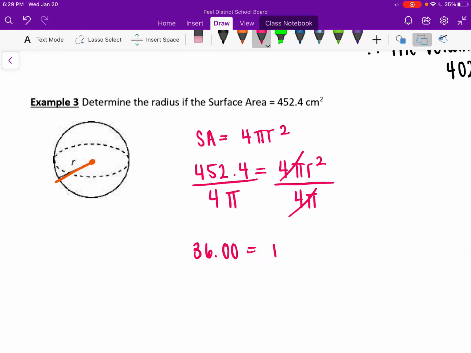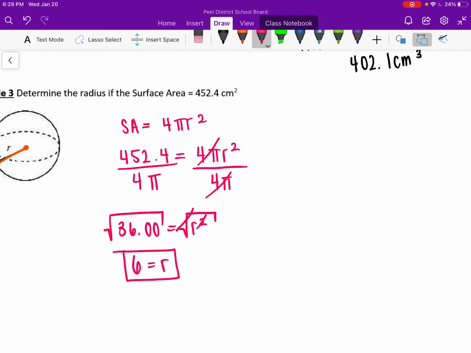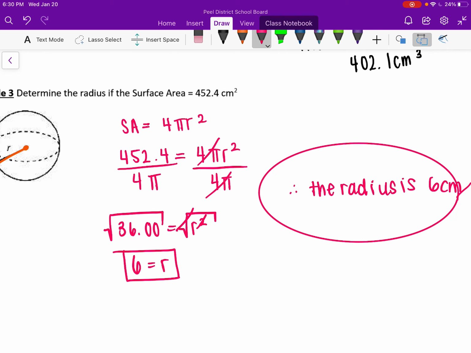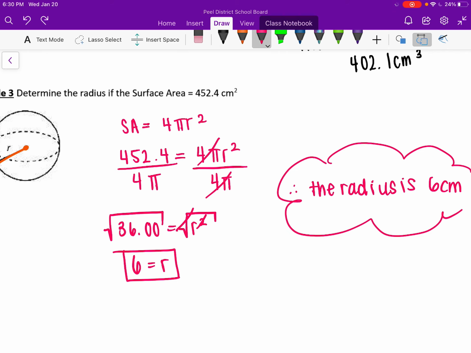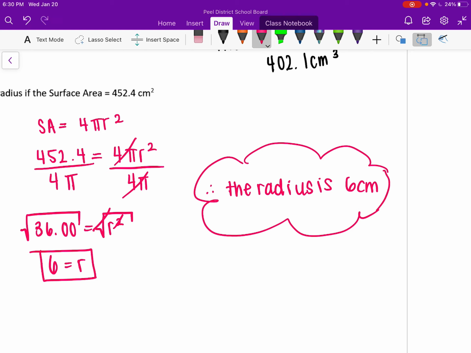So I'm just going to write 36.00 equals r squared. If I want to get the r by itself, I've got to square root this side to get rid of the square. Got to square root this side because whatever I do to one side, I have to do to the other. 36 square root is 6. So 6 is r. Therefore, the radius is 6 centimeters. Okay? And that's pretty easy. And if you actually went back and plugged it into the formula, 4 pi r squared, you would get the same surface area.